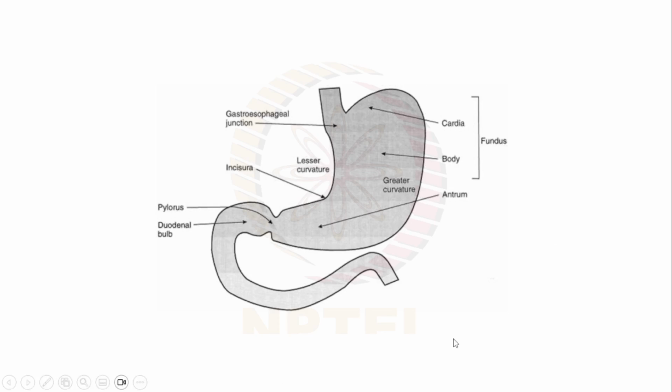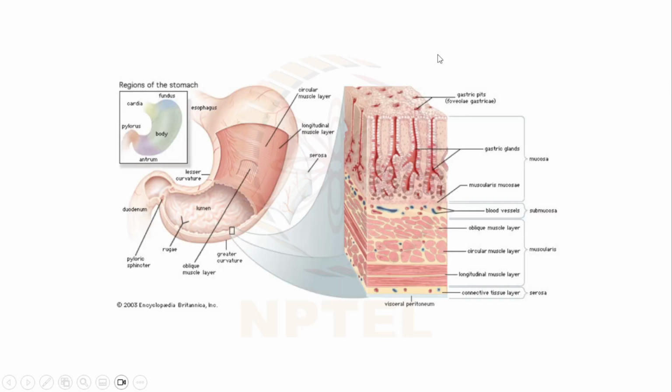Then there is the pyloric sphincter, which guards the opening of the stomach into the duodenum. So it is the pyloric sphincter and the esophageal sphincter. Okay. We have a circular muscle layer, longitudinal muscle layers, and also a special oblique muscle layer in the stomach. Apart from that, the arrangement is the same as described earlier for the other organs.